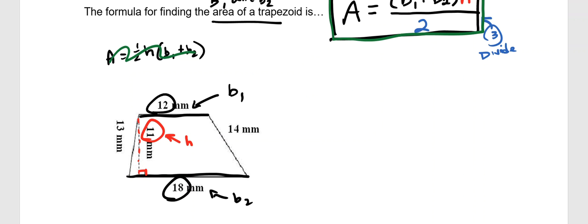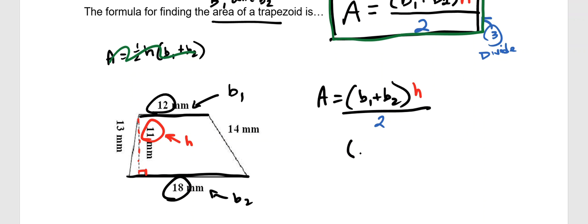So let's start by writing our formula down. A equals, parentheses, B1 plus B2, times the height, divided by 2. So let's get started. So step 1, we write the formula. Step 2, we put our values in.